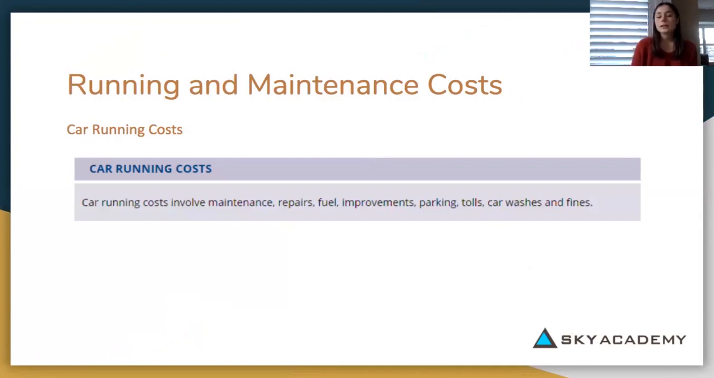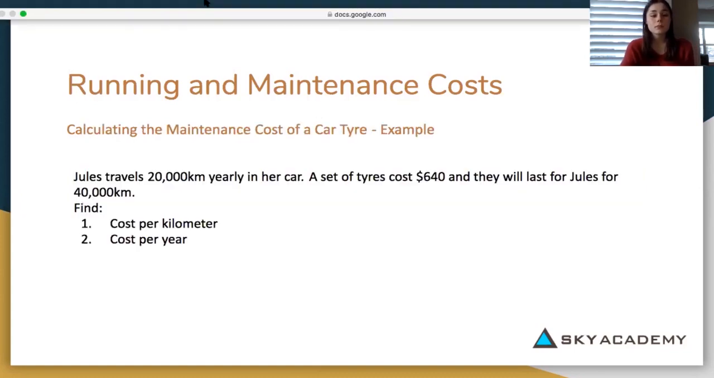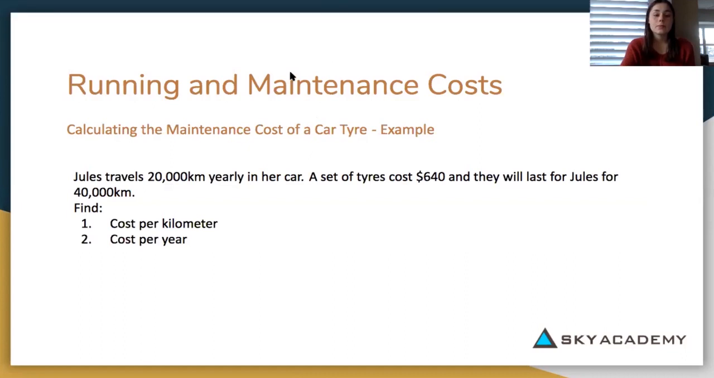So buying a car outright is not the only cost associated to a car. You then have to factor in the maintenance, so services, fuel, improvements such as new tires, getting a car fine. These are all costs that are associated to a car that are on top of the actual price of the car. So let's have a look at this example.